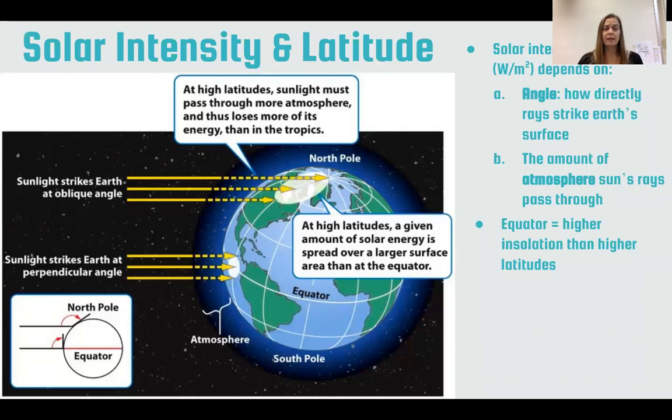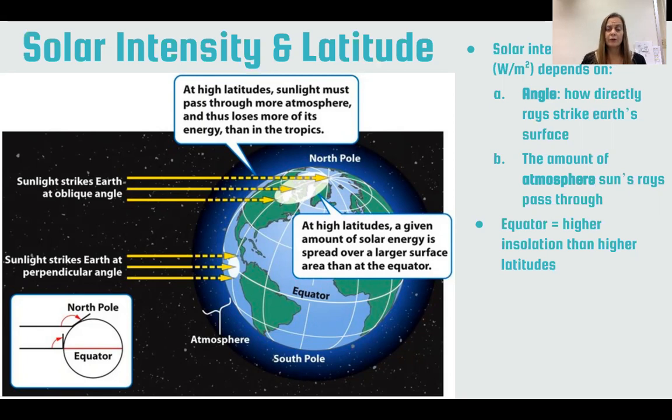So there's really two main things that solar intensity depends on. One is the angle, and that is how directly the rays strike the Earth's surface. And the other is the amount of the atmosphere that the sun's rays have to pass through. And obviously those two things are related. At a more oblique angle, that means that it is going to have to pass through more of the atmosphere, which means that it's going to lose some of its energy as it's passing through the atmosphere. It's going to lose that energy to the atmosphere rather than to the surface of the Earth.